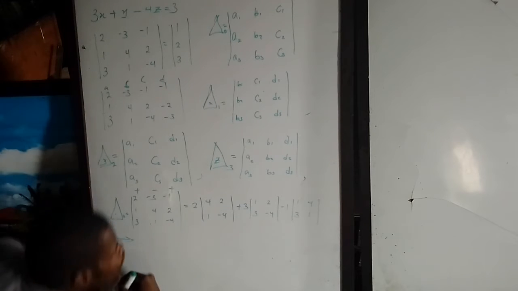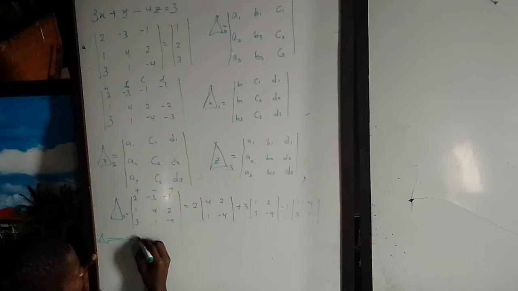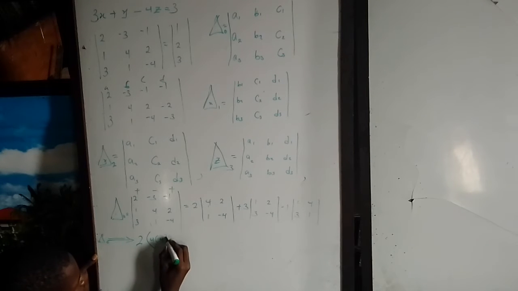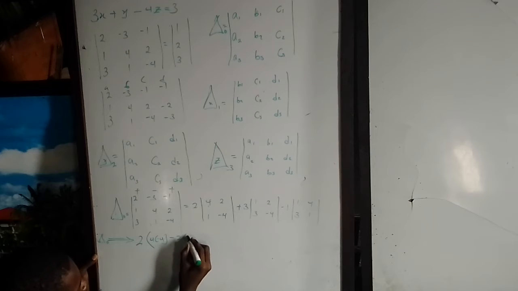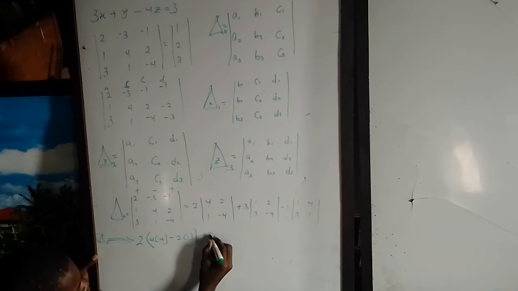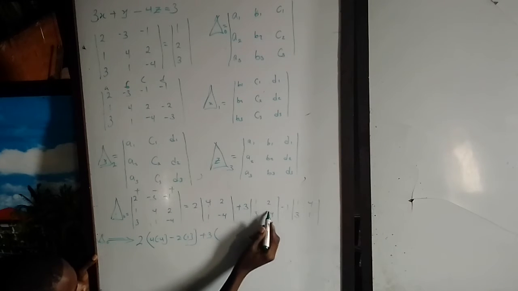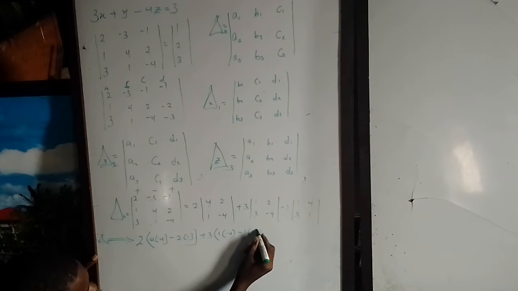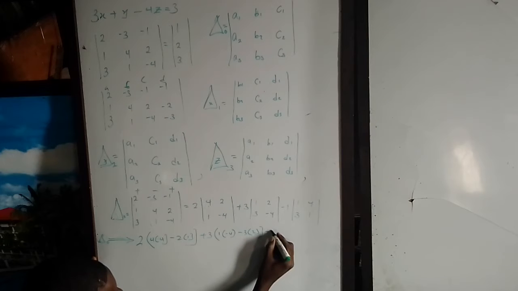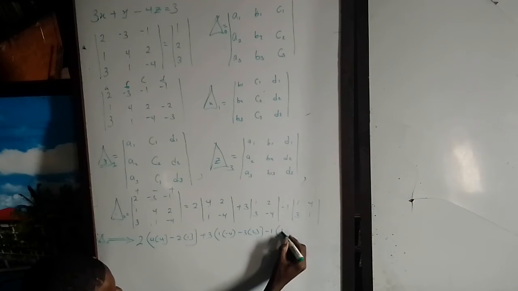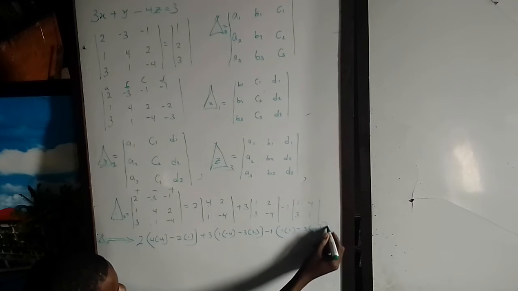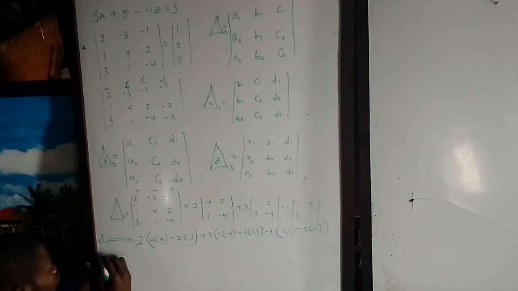So for determinant 0, we are going to say 2, open bracket, 4 times minus 4 minus this times this will give us minus 1. Do you understand? So you have plus 3. This times this will give us 1 times minus 4 minus 3 times 2, close bracket, minus 1 outside. You open your bracket, this times this, 1 times 1, minus 3 times this. Do you understand? So we move forward.